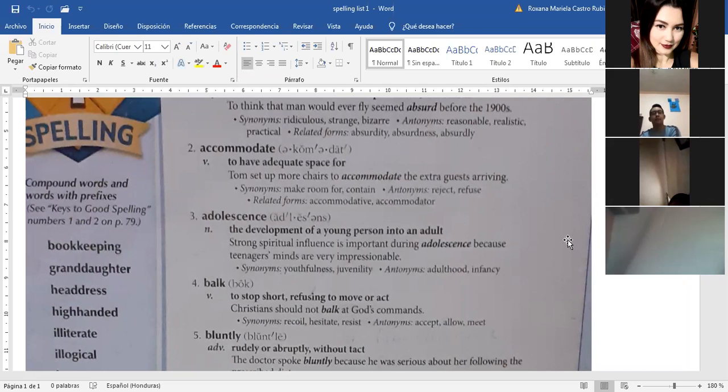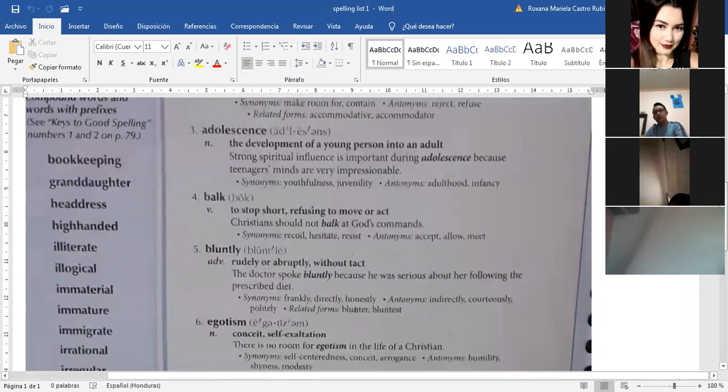Now tell me a sentence. My father refused to balk, taking out the garbage. Again, my father balks at taking out the garbage. Yes. Okay, great job. Now, Camila. Camila, turn on your camera, please.